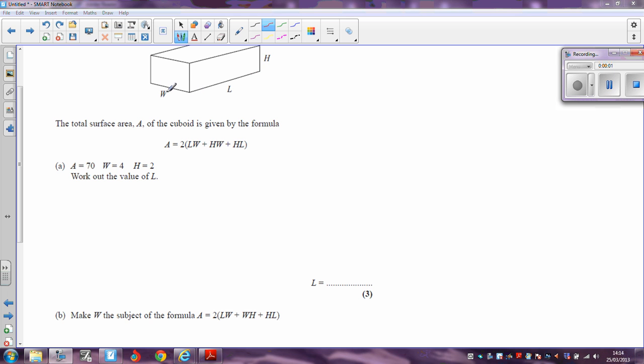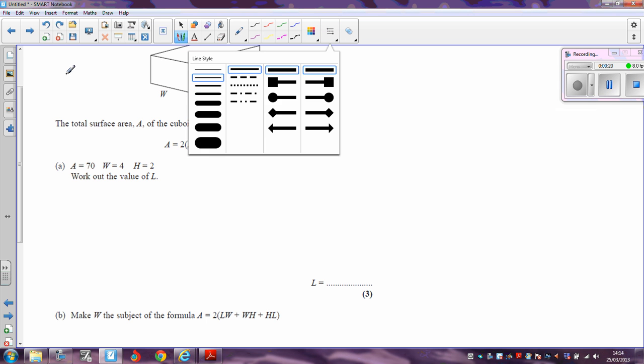The picture of a cuboid with width, length and height as shown, and you're told that the surface area of the cuboid is given by this formula. First thing they do is they tell you that A is 70, W is 4 and H is 2, and you've got to work out L. And the simplest way of doing that is just to substitute into that formula. So let's have a look at how that works.